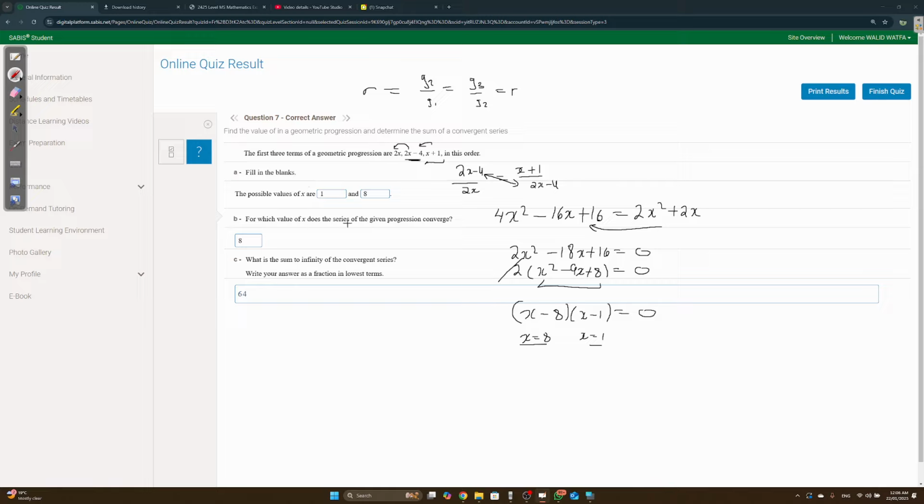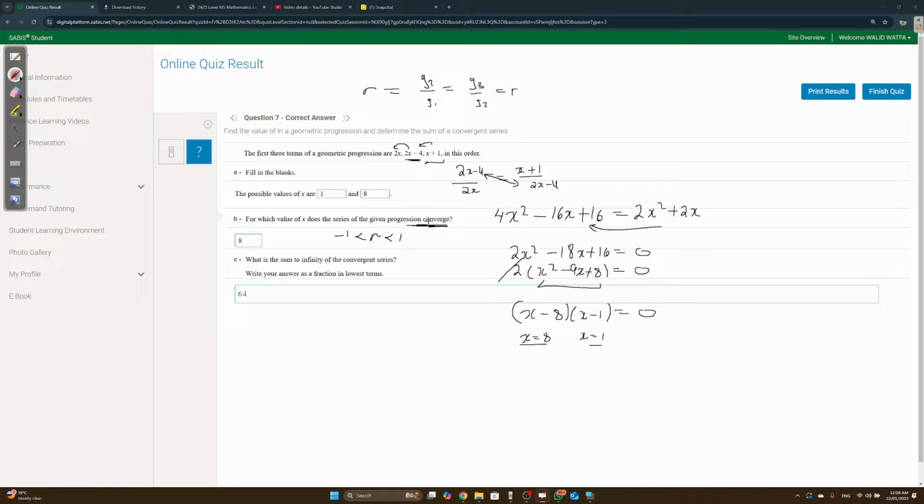Okay? For which value of x does the series of the given progression converge? What's important here is converge. A geometric series converges when r is between 1 and negative 1. So basically when r is a decimal. Why? Because when r is a decimal, as you go to infinity, the numbers keep on getting smaller. You're adding very, very small numbers, because a decimal to the power of like 50 is a very, very small number. So that's why we say it converges. No chance, you're barely adding anything.